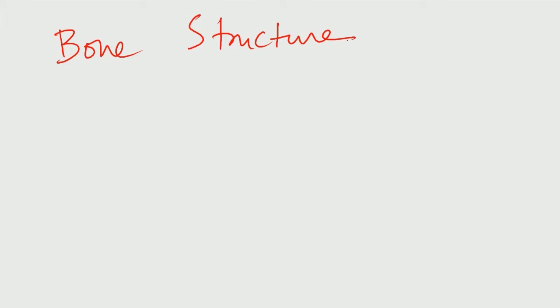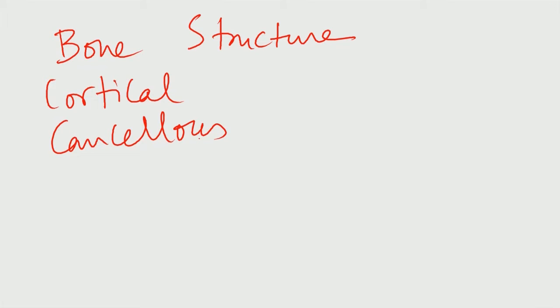So, welcome to this module on bone tissue properties. In the last module we discussed bone structure, and if you remember, a couple of the terms that I introduced were cortical bone and cancellous bone.